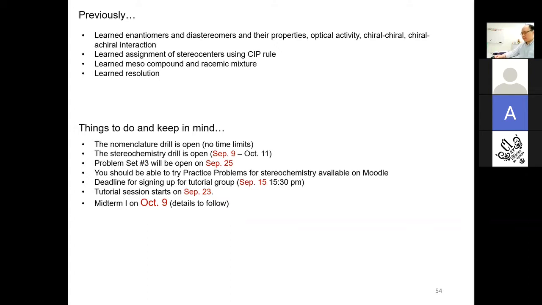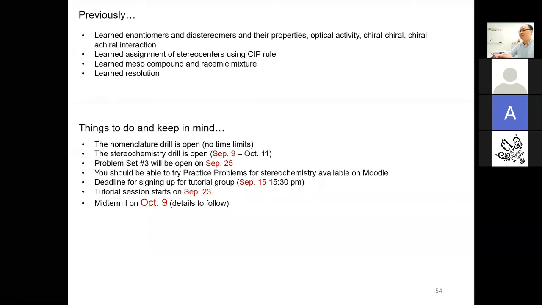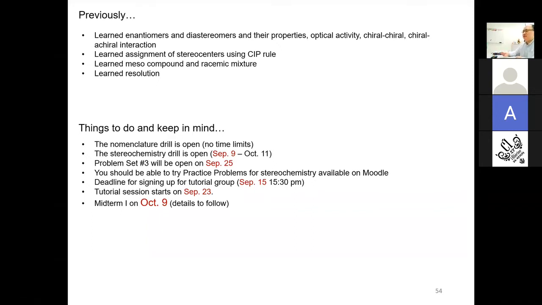So I think many of you have already taken the stereochemistry drill, and probably most of you feel that it's much more difficult than the nomenclature drill, right? Yeah. So the stereochemistry drill is actually pretty difficult, and I would say it's equal to the level of difficulty of the problems you are going to solve in exams.